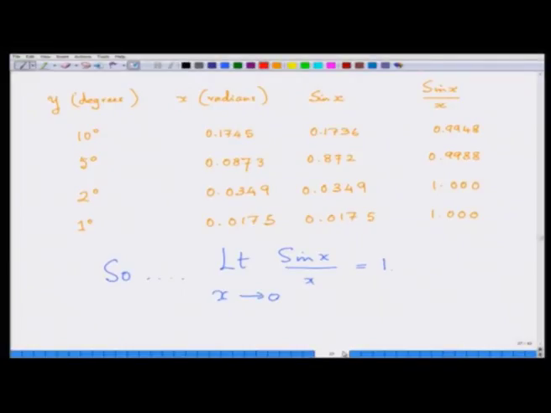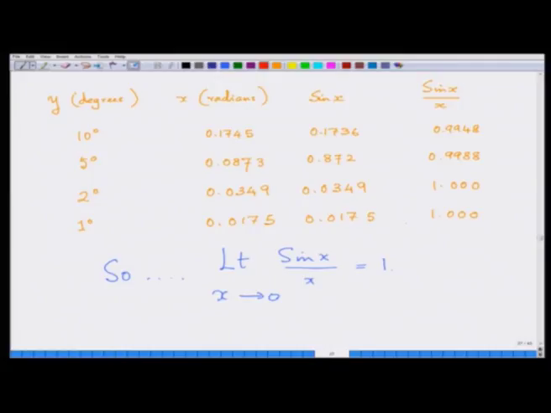Here what I do, because x is going towards 0, I tend to decrease the degree. Of course, if the degree is 0, then we have 0 radian. So when I am decreasing the degree, I am decreasing the radian also. So for 10 degree you have this, sin x is this, sin x by x is this. For 5 degree, this is your radian 0.873, then you compute sin x, then you compute sin x by x. Again when you come to 2 degree, because we have approximated the calculation, it looks like this.